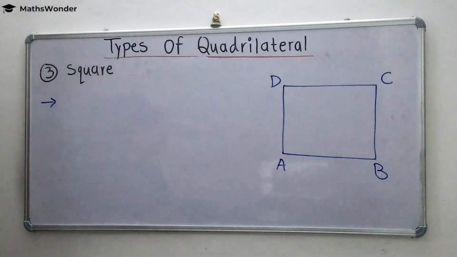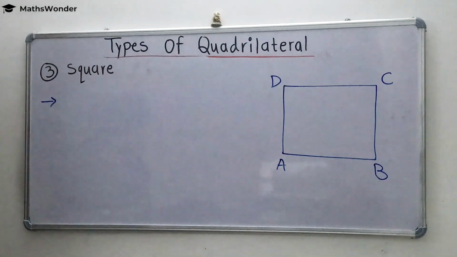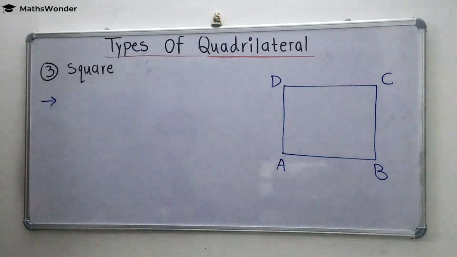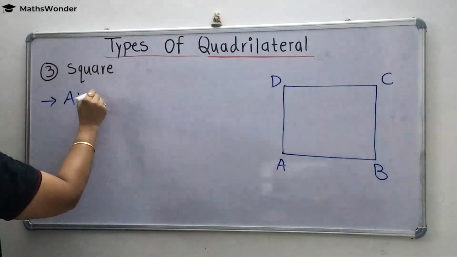The third type of quadrilateral is square. Okay, a square is a rectangle with all four sides equal. In other words, it is a rhombus with each angle equal to 90 degrees. Square is a rectangle and at the same time a rhombus. A square will have all the properties of the rectangle and those of a rhombus. Come to the main properties. So all four sides are equal.